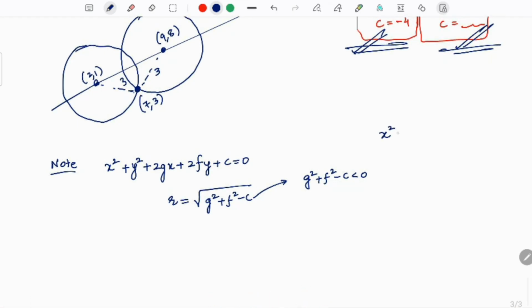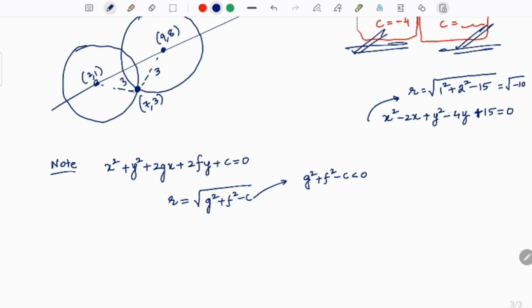That means, suppose I have a situation like this: x square minus 2x plus y square minus 4y plus 15 is equal to 0. Let's say we have something like this. For this circle, if we find the radius, the center would be 1 comma 2, right? So if I am calculating the radius, you know how to calculate it. You are getting root minus 10.